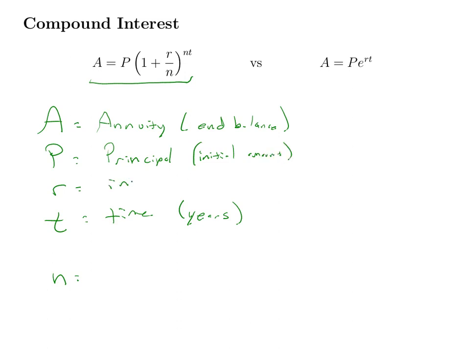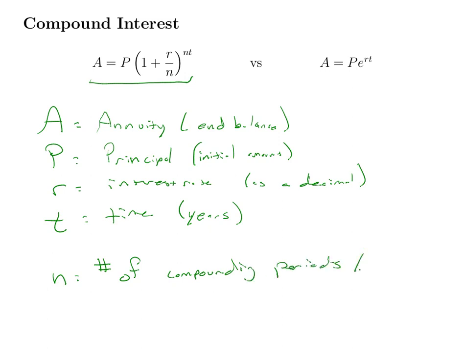And R is your interest rate. We have to write this as a decimal, meaning if we had 3%, we're going to use 0.03 here. N is the number of compounding periods per year.